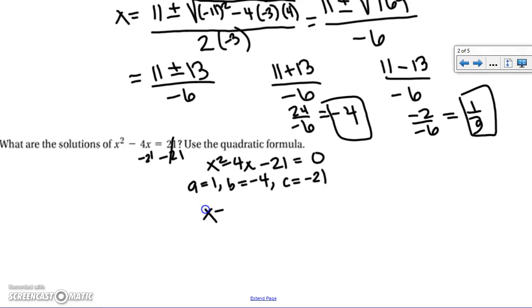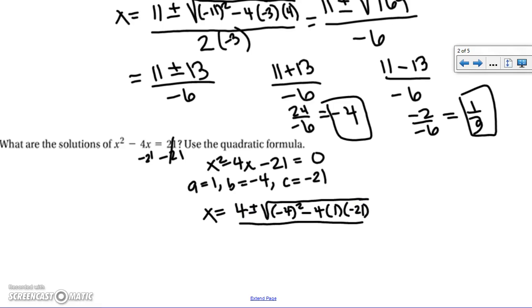So take that and go to your quadratic formula. So opposite of b gives us positive 4 plus or minus the square root of b squared, so negative 4 squared, minus 4 times a, which is 1, times c, which is negative 21.